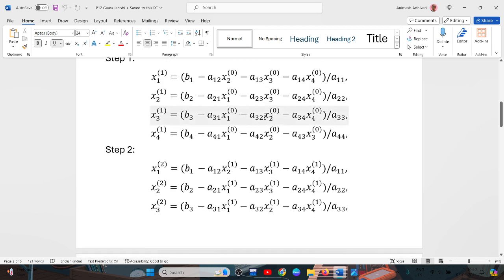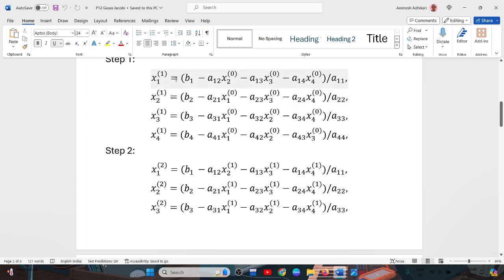x3 is b3 minus a31 x1^(0) minus a32 x2^(0) minus a34 x4^(0), whole divided by a33. And from the fourth equation, you write x4^(1) equal to this, whole divided by a44. And then from step 1, you will find x1^(1), x2^(1), x3^(1) and x4^(1), a set of 4 values of the solution, and use these values in the second step.